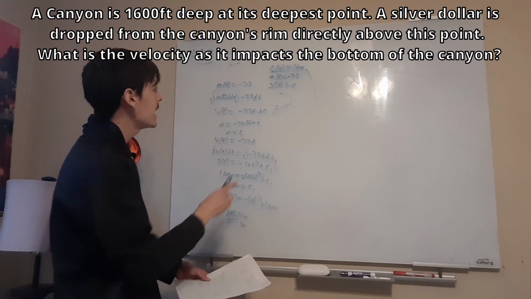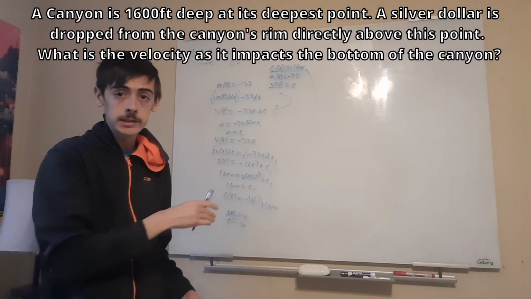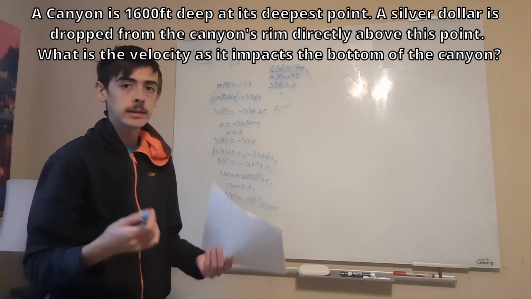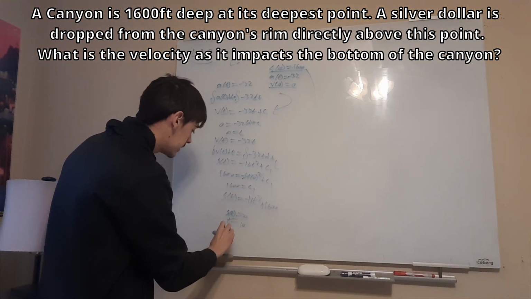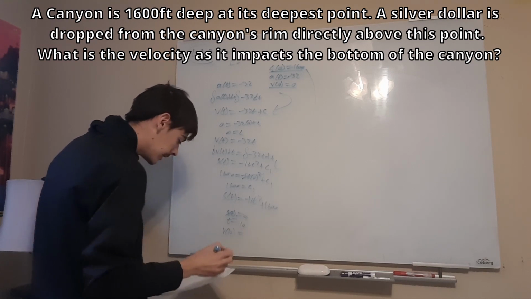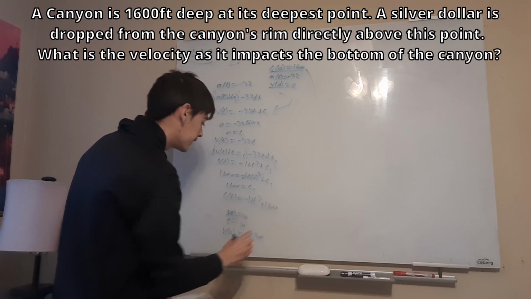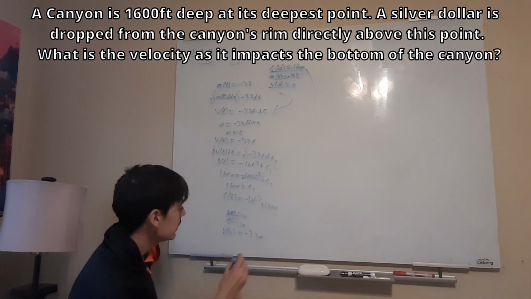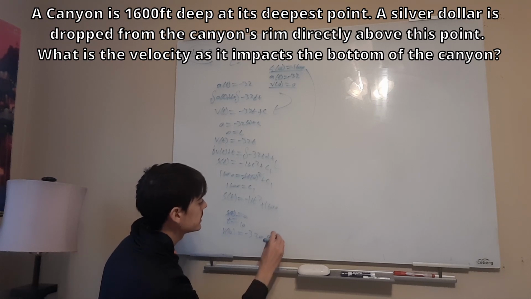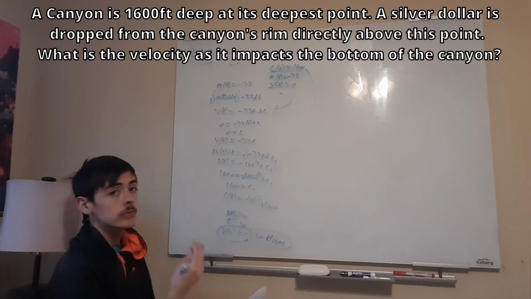Now that we know the time that it hits the bottom, we can plug that time into the velocity equation and find the velocity when it hits the bottom. So we do v of 10, and if you plug that in, you will get negative 320. For our units, this was all in feet, so it is negative 320 feet per second. And that is how you solve this one.